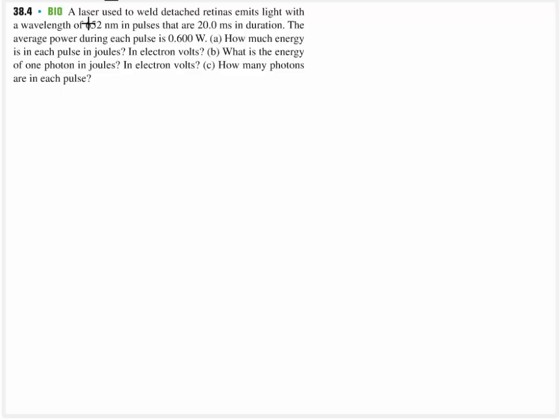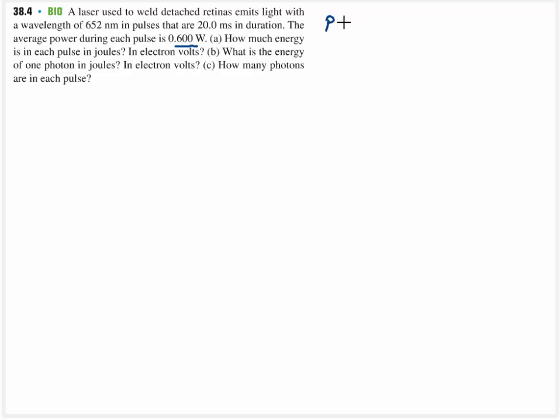Okay, let's get some practice working some Chapter 38 problems. If we had a laser to do some eye surgery and its wavelength is 652 nanometers with a 20 millisecond pulse duration, and we know the average power during each pulse is 0.6 watts, let's calculate some energies of the laser and of each photon and figure out how many photons have to be in each pulse.